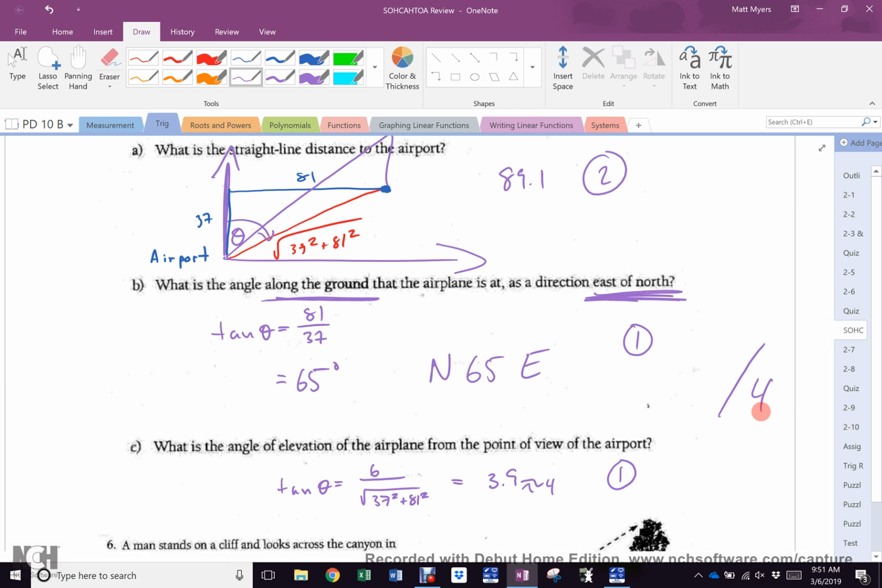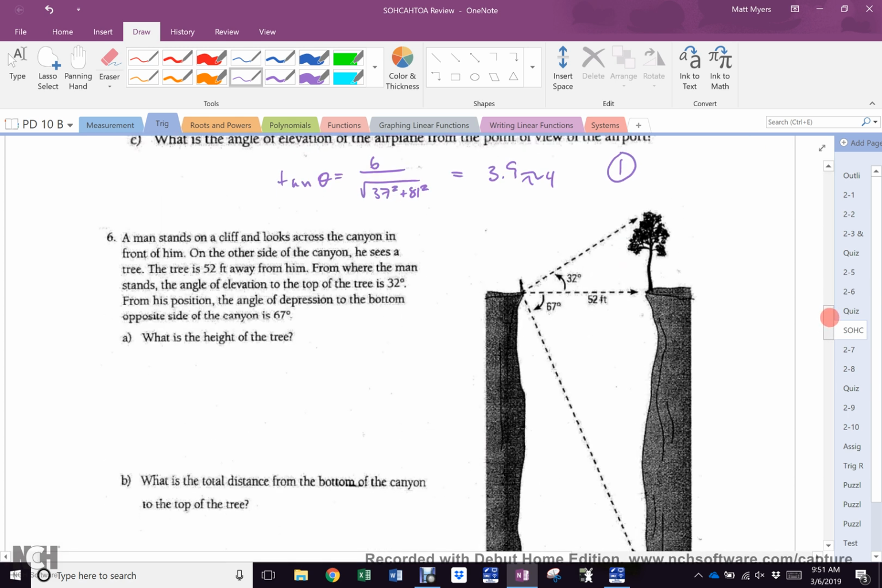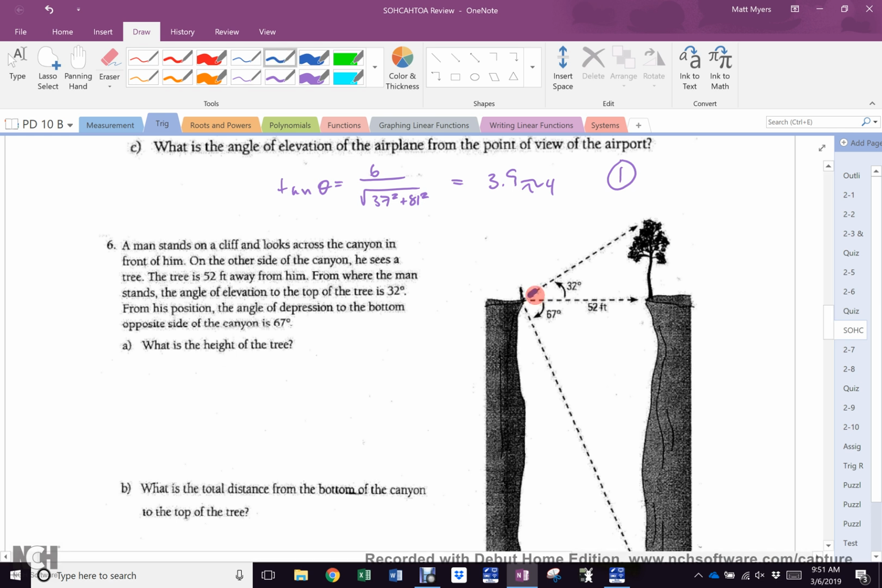Please remember, how often have I said that 90-degree triangles can rotate in any direction and still be a 90-degree triangle? What is the height of the tree? Right there. So, there's your x, there's your theta, there's your adjacent. Tan 32 equals x over 52. 52 tan 32 equals x. And the answer, as I'm hearing from people, is around 32.5.